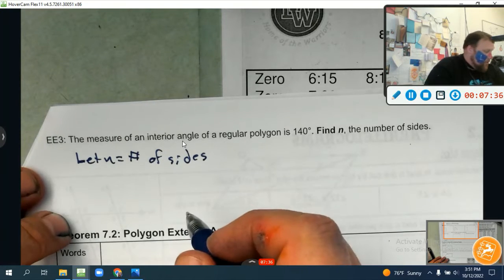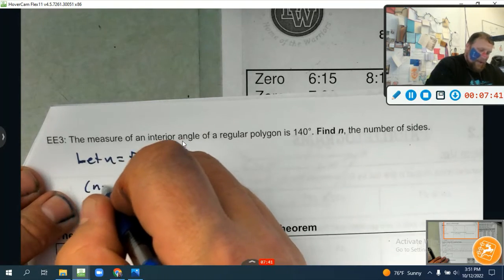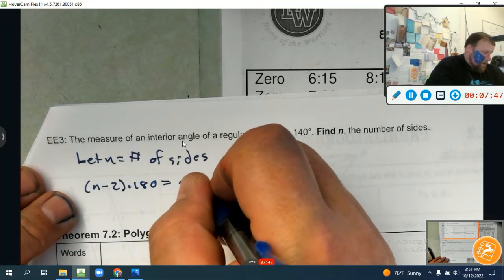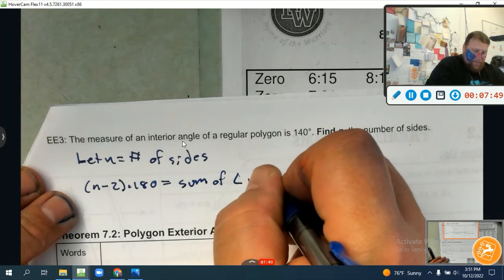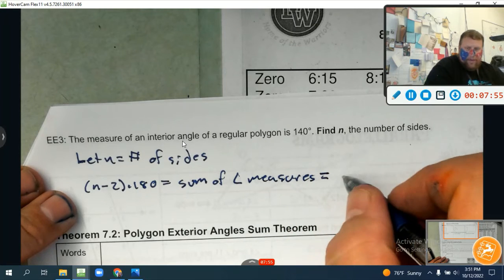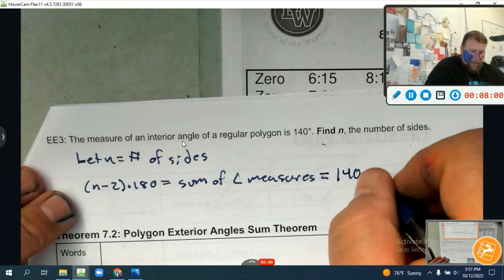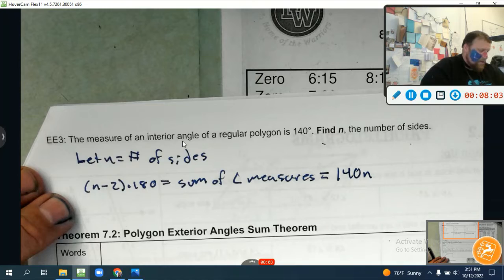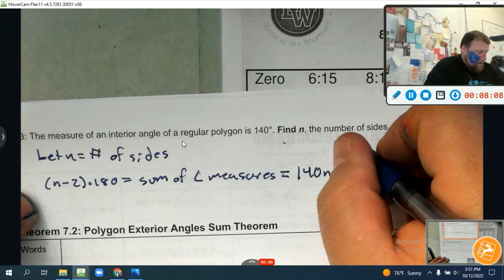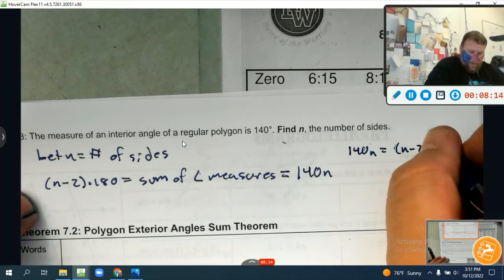So, 2 things are true. First one is this. If I take n as the number of sides, I know that n minus 2 times 180 should equal the sum of the angle measures, right? But I also know, can't I just take 140 and multiply that times the number of sides to get that? So that equals 140n. So now here's what I know. I know that 140n equals n minus 2 times 180.